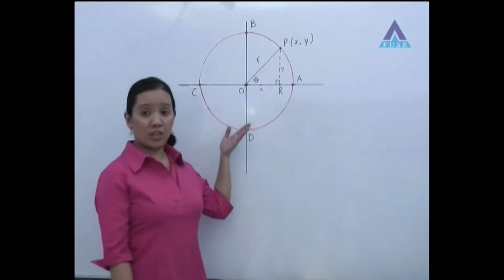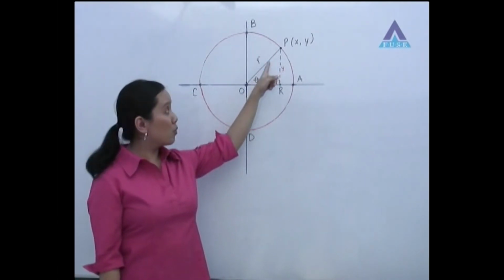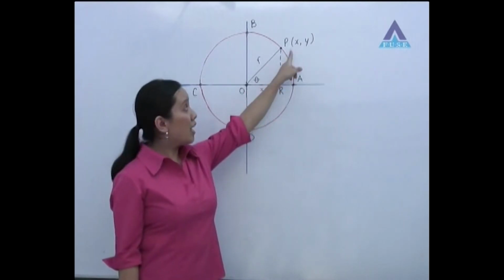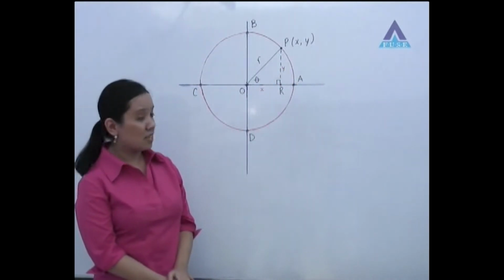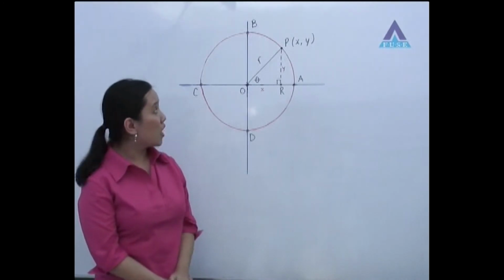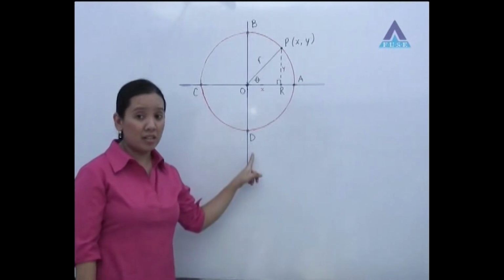Look at this unit circle. Here, point P is on the unit circle with coordinates denoted by x, y. Let us start looking at the points on the axis. Here we have points A, B, C, and D.